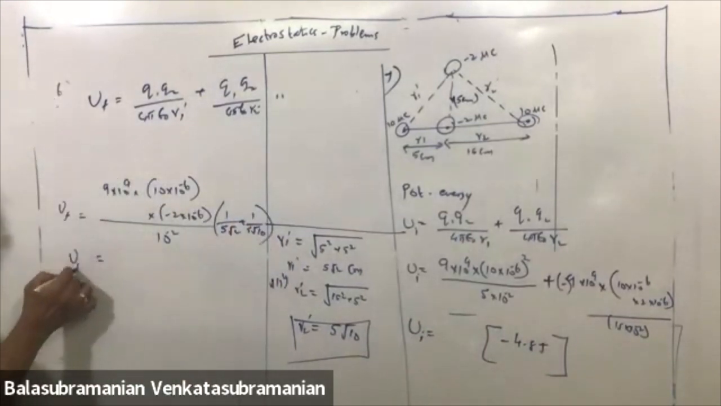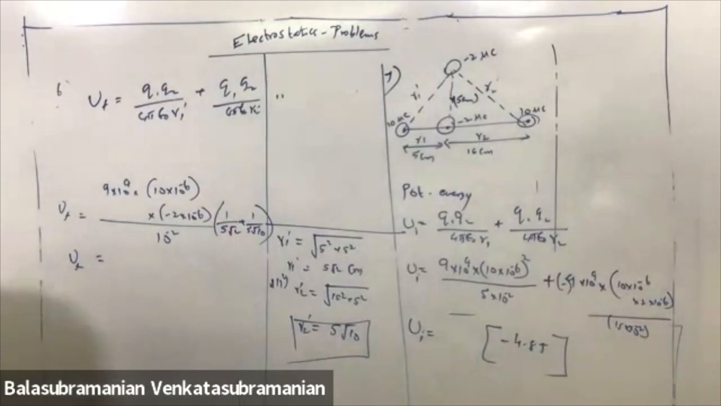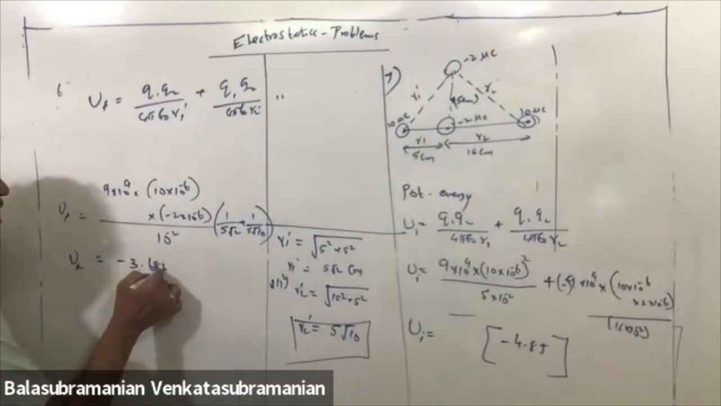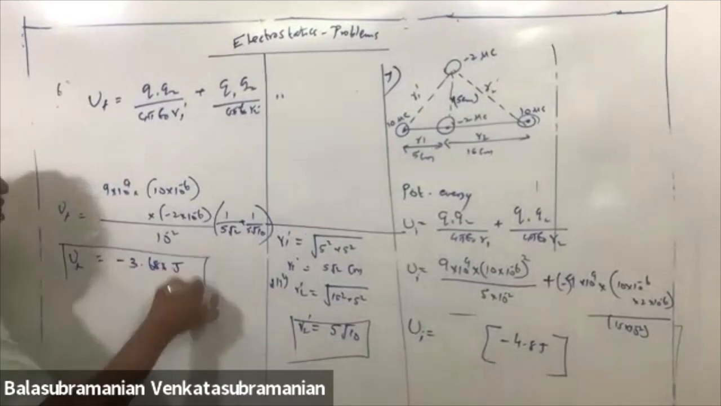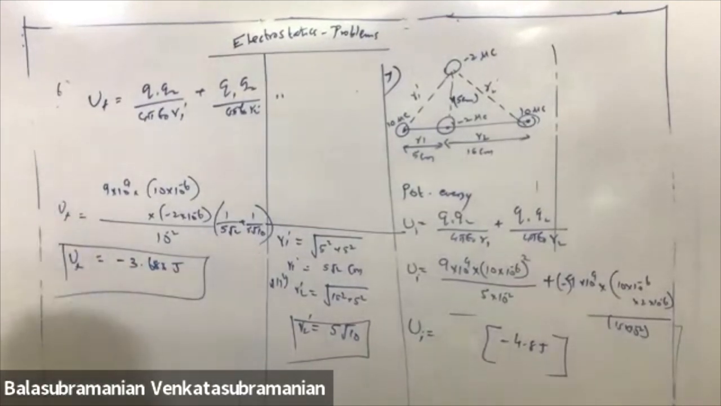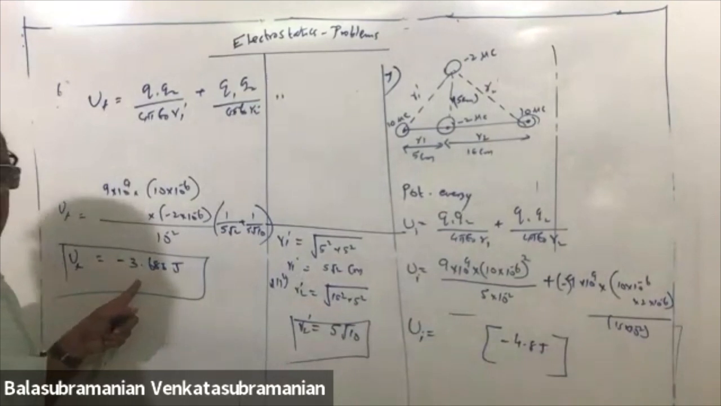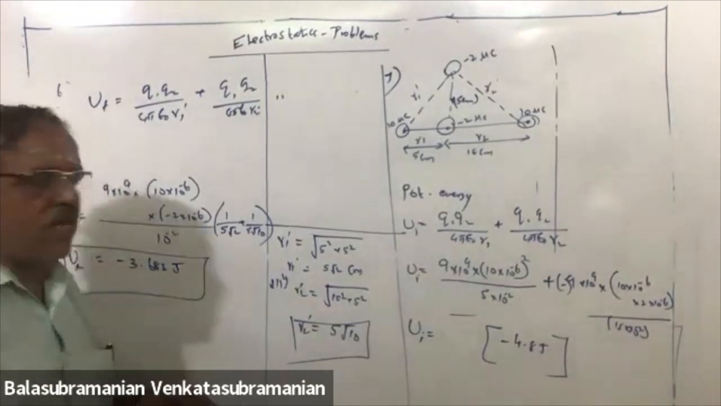Rearrange, simplify. You are getting the answer minus 3.683. Correct? So initial potential energy is minus 4.8, final potential energy is minus 3.683.